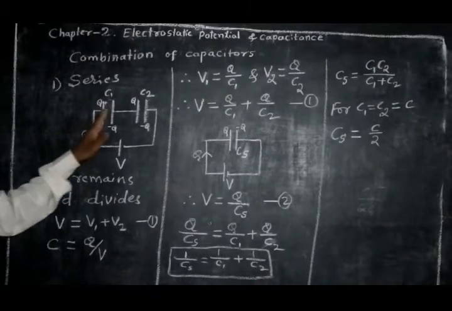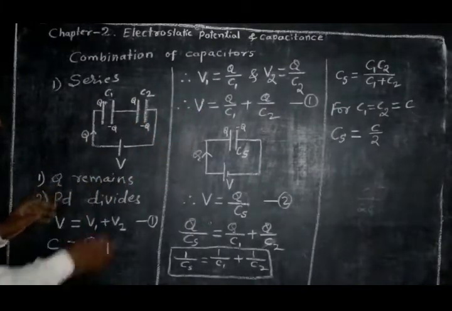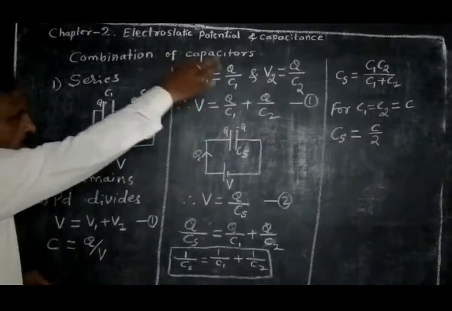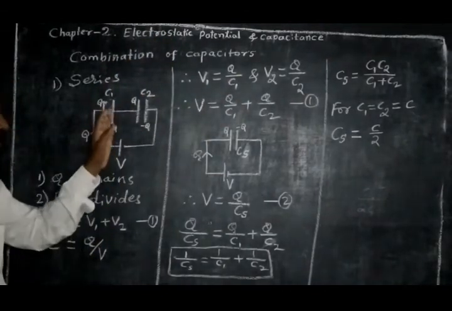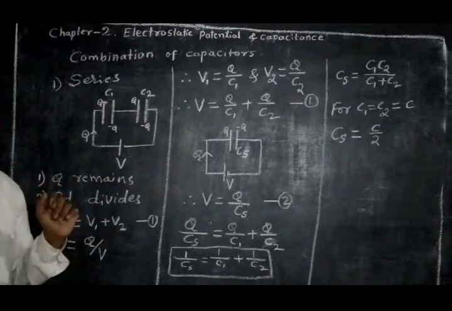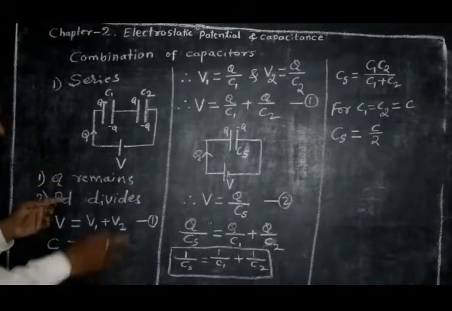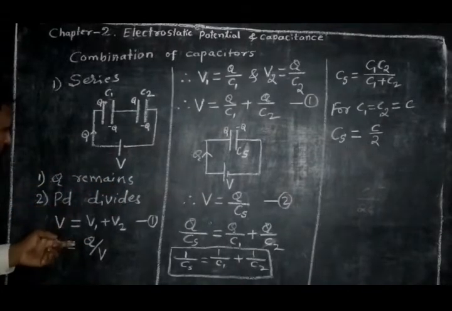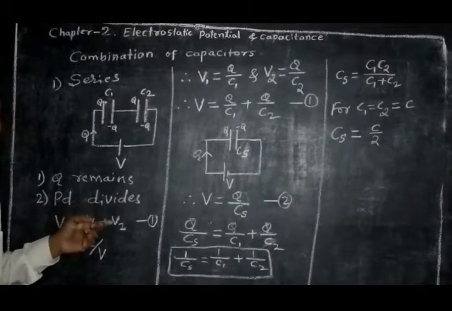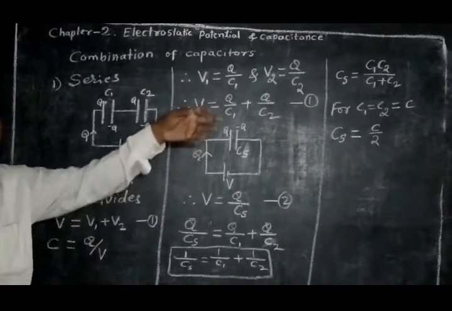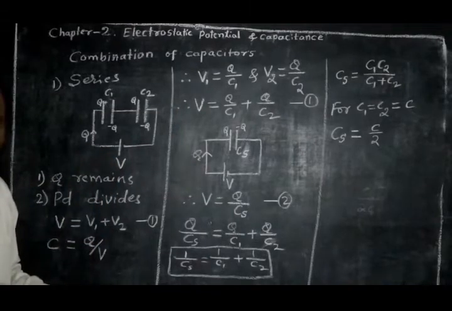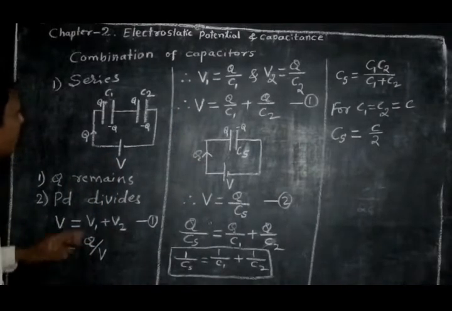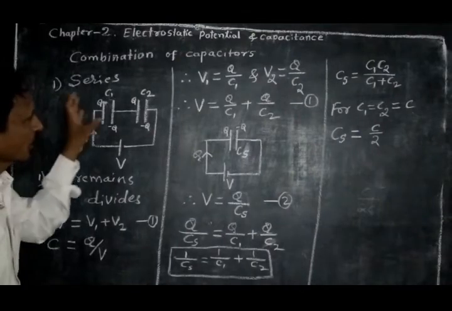And for series combination, charge on each capacitor remains the same. If you connect a large number of, 10-15 capacitors, then charge on each capacitor remains the same, but potential difference divides, that is phi equal to phi1 plus phi2 plus phi3 plus phi4 plus so on, however many capacitors are connected. Okay.